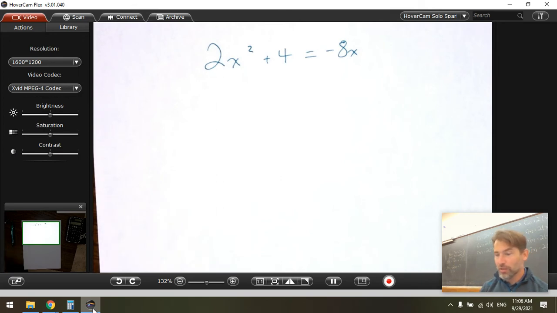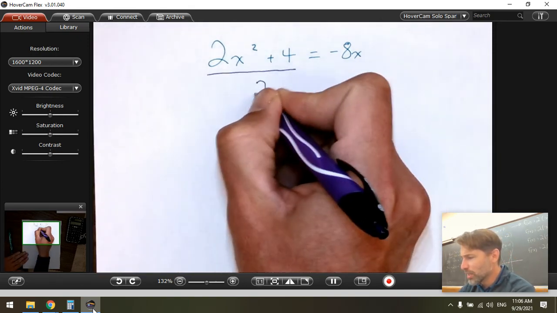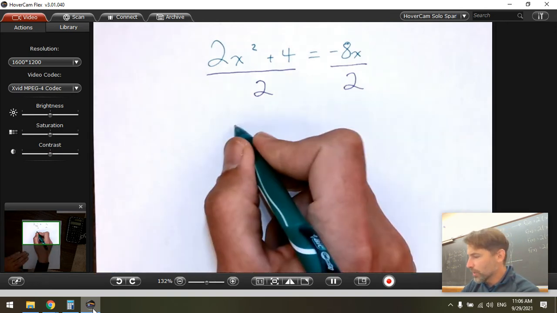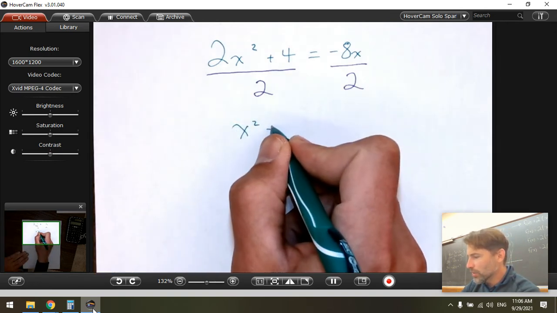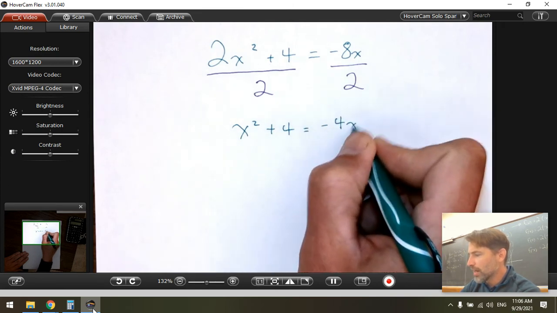So the first thing that I'm going to do is I notice I can just divide away by 2. And if I divide both sides by 2, this becomes a lot simpler. I might even be able to solve it in my head. This is going to be equal to x squared, so x some number squared plus 4 is equal to negative 4 times that number.